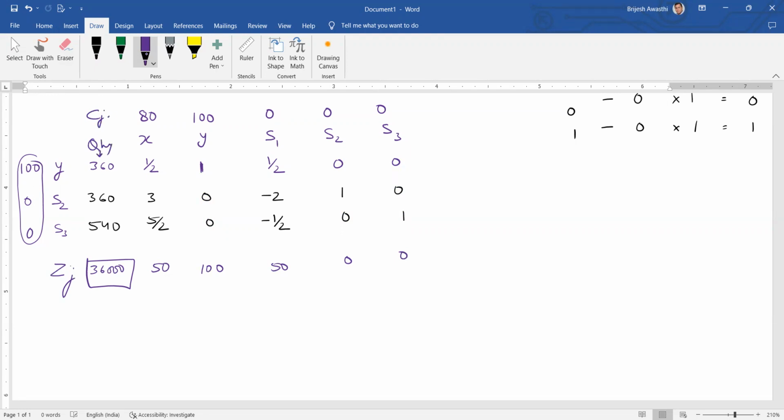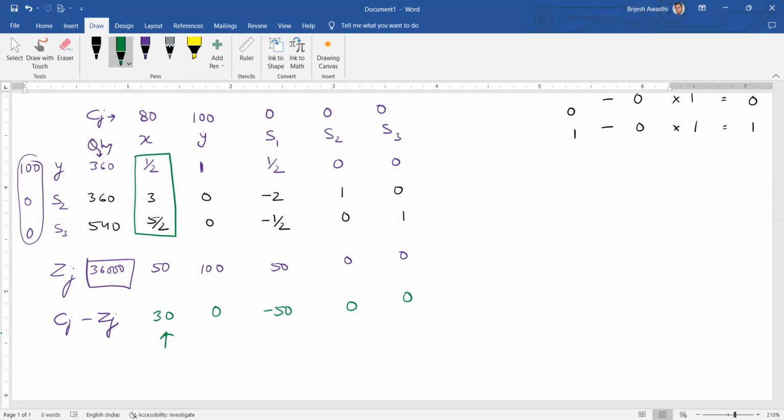This column is quantity. These values are Cj. Now Cj minus Zj. So 80 minus 50 is 30. 100 minus 100 is 0. 0 minus 50 is minus 50, and this is 0 and 0, right? Yes. So ultimately the maximum positive value is 30.